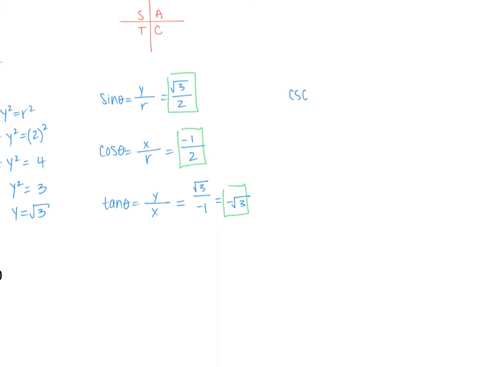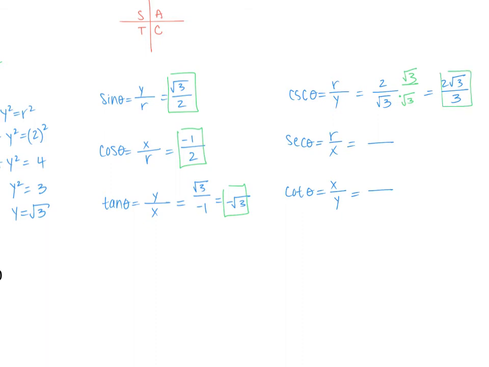So I have cosecant, which is r over y, secant, which is r over x, and cotangent, which is x over y. So if I were to flip this here, this would be 2 over root 3, which I have to rationalize the denominator since I can't have a root in the bottom. And then I would have 2 root 3 on the top and then a 3 on the bottom if I multiply this out. And then I can't reduce it, so I'll keep my answer like this.